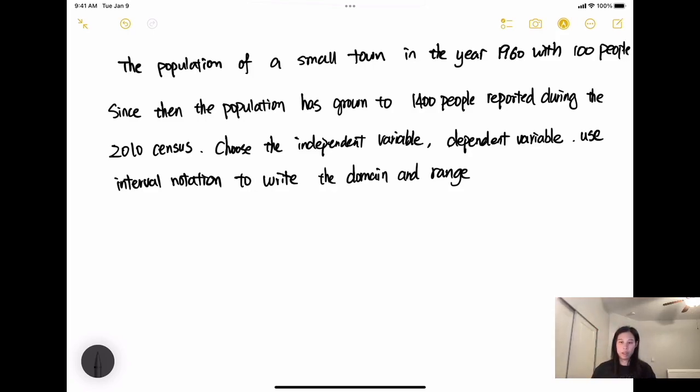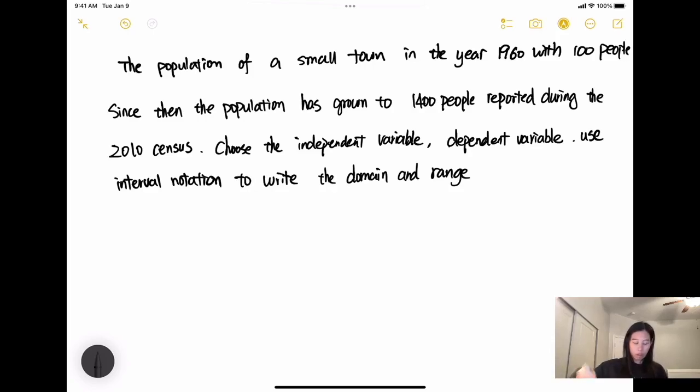So now let's look at this example. The population of a small town in the year 1960 was 100 people. Since then, the population has grown to 1,400 people, reported during the 2010 census. Choose the independent variable and the dependent variable. Use interval notation to write the domain and the range.